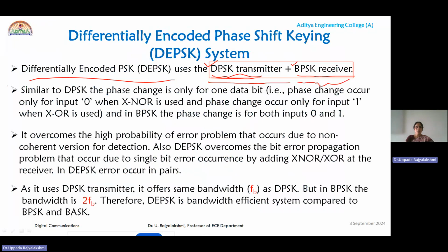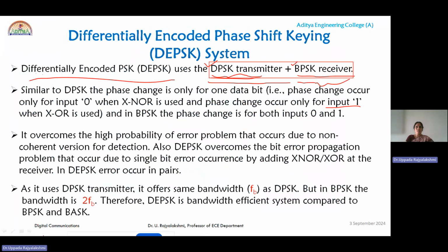So like that we have a lot of advantages for DEPSK. Similar to DPSK, here the phase change is only for 1 bit data. For example, if you are using an XOR gate, then it is only for the data bit 1. Dk is the complement of Dk minus 1. Other than that, there is no phase change.